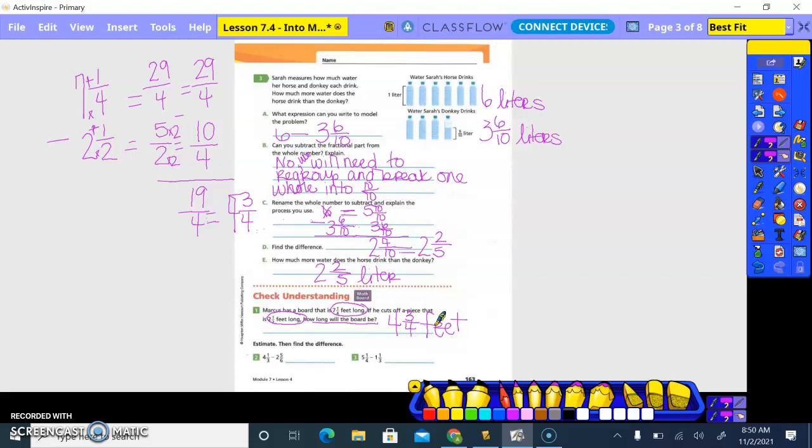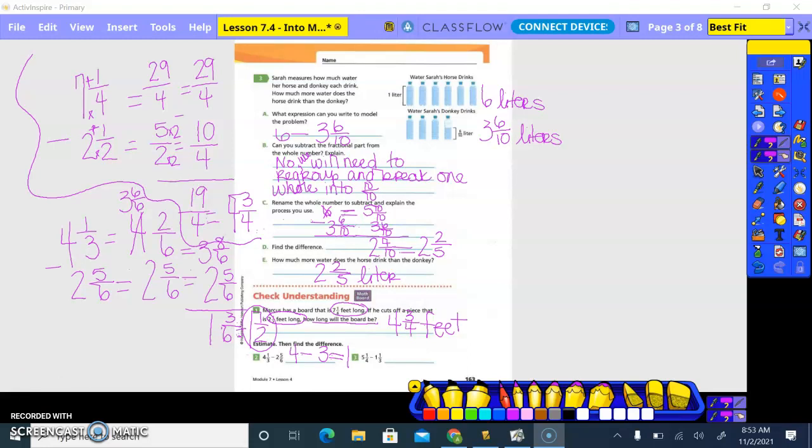Okay, estimate, then find the difference. So number 2, 4 1/3 minus 2 5/6. So we estimated 4 1/3 to 4, and then 2 5/6 to 3, and got 1 as our difference. Then over to the side here, we worked out 4 1/3 minus 2 5/6. We got a common denominator of 4 and 2/6 minus 2 and 5/6. And then we knew we couldn't take 5/6 from 2/6, so we remade it into 3 and 6/6, which added to the 2/6 made it 3 and 8/6 minus 2 and 5/6, which got us 1 and 3/6, which then got us 1.5 reduced.